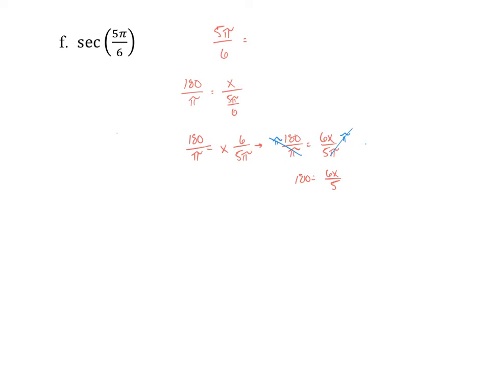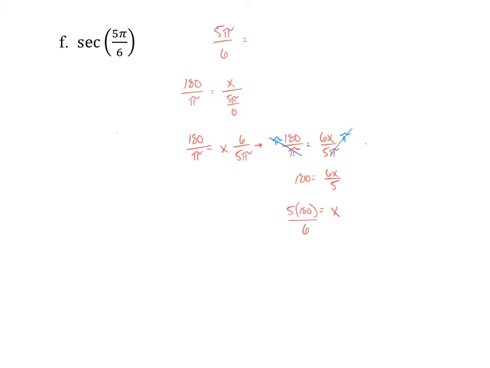So here's what that would end up looking like. I would end up multiplying both sides by 5, and then finally dividing both sides by 180. So that's what would happen if I were to use the method that we used in class using our proportions. Now watch how I do it in a much quicker way up here.